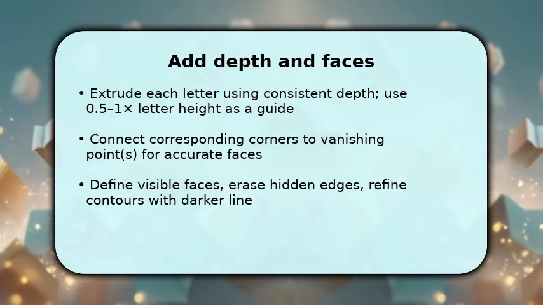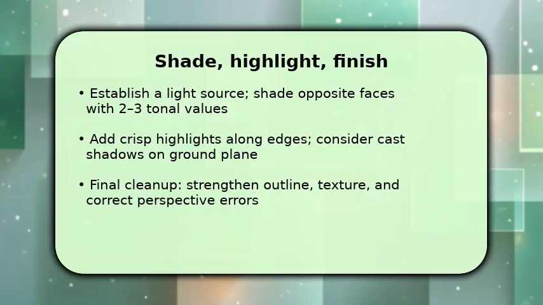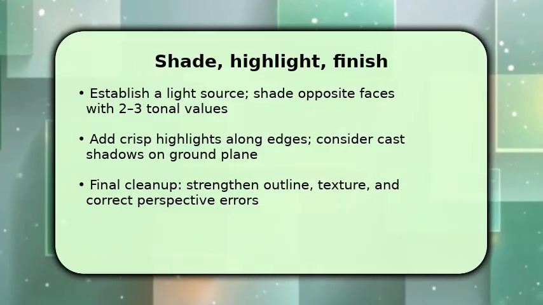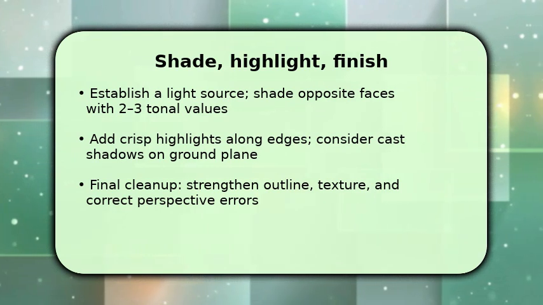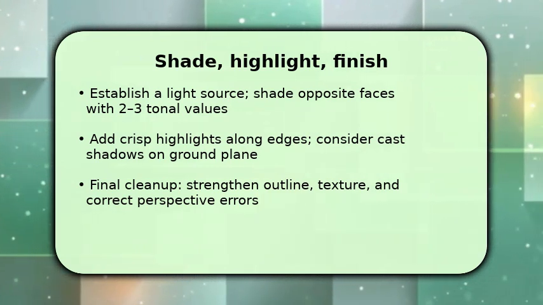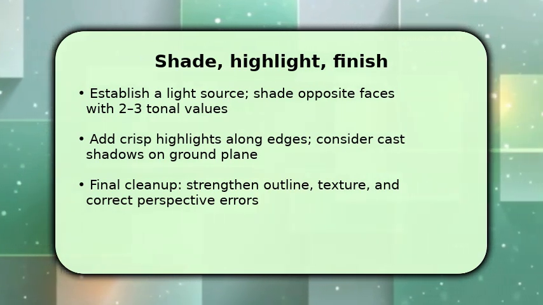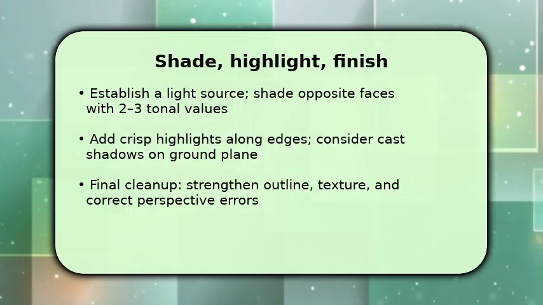To finish, pick a single light source and shade faces accordingly, using 2 to 3 tonal steps: mid-tone, darker core, and soft shadow. You should add highlights to the nearest edges and a cast shadow beneath the name to anchor it. Once done, step back and check proportions.